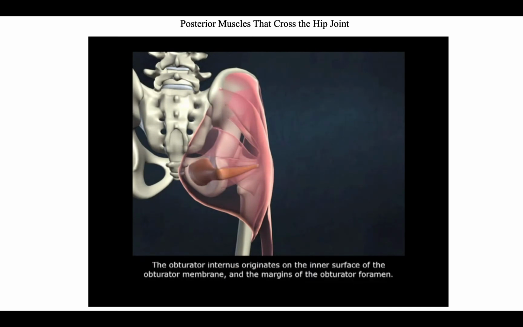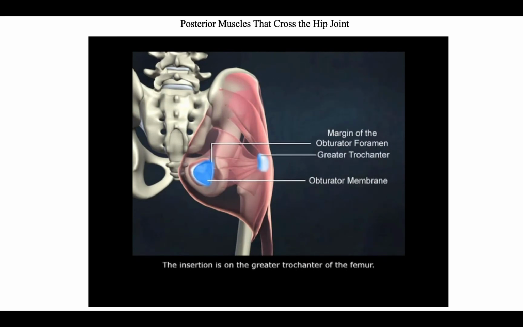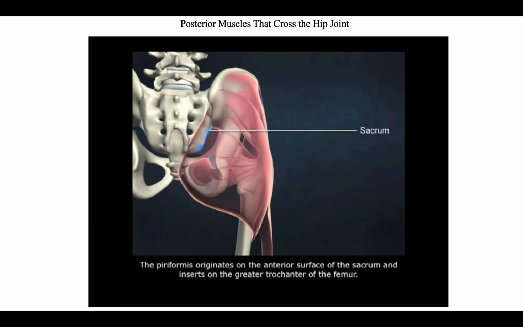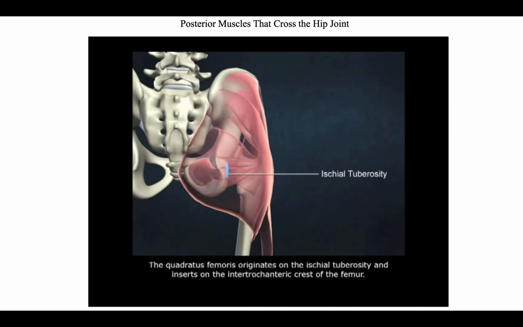The obturator internus originates on the inner surface of the obturator membrane and the margins of the obturator foramen. The insertion is on the greater trochanter of the femur. The piriformis originates on the anterior surface of the sacrum and inserts on the greater trochanter of the femur. The quadratus femoris originates on the ischial tuberosity and inserts on the intertrochanteric crest of the femur.